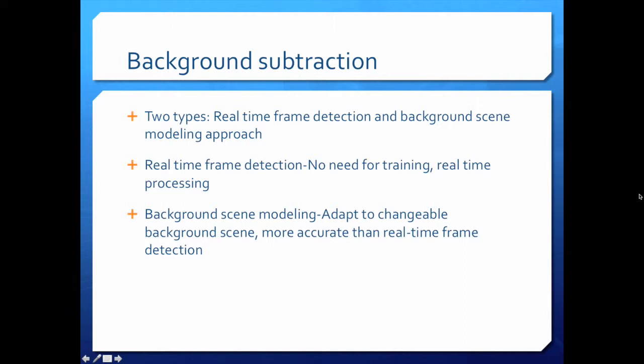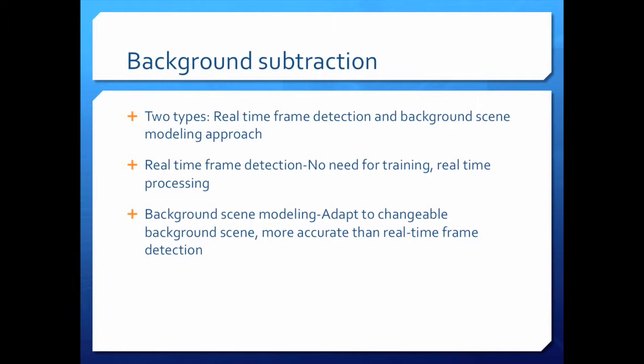So let's talk about background subtraction. There are two types of background subtraction techniques. The first one is real-time frame detection, and the second one is the background scene modeling approach. Real-time detection takes the method of frame differentiation to identify the background and foreground. It records 3 frames at a time and compares the difference of pixel values among these 3 frames.